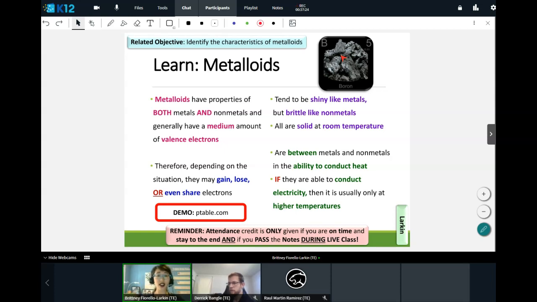So metalloids are not only kind of in between nonmetals and metals in terms of properties, but on the periodic table, they are also literally in between the metals and the nonmetals, which kind of helps us remember how they are in between. All right, so let's go ahead and take a look here.